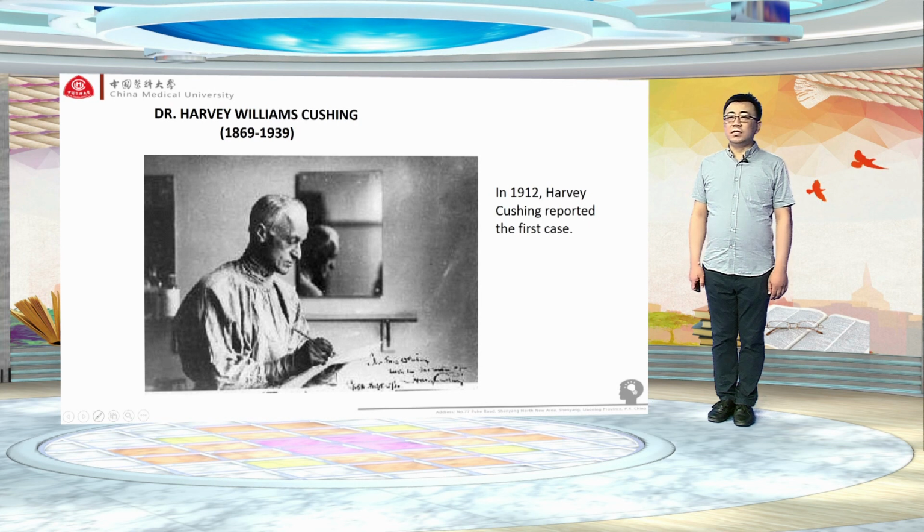Cushing syndrome was first reported in 1912 by Dr. Harvey Willis Cushing. He was a neurosurgeon at Harvard University, and he reported the first case. It was a female patient who suffered from a pituitary tumor and had menstrual disturbance. After the operation, the lady returned to a normal state. So Cushing syndrome is named in memory of Dr. Harvey Willis Cushing.